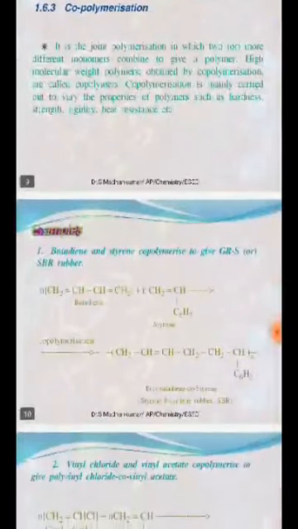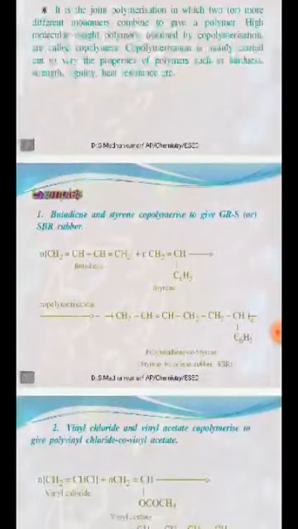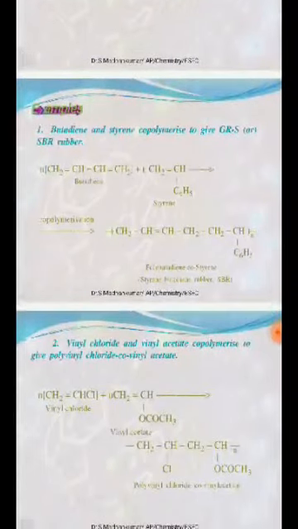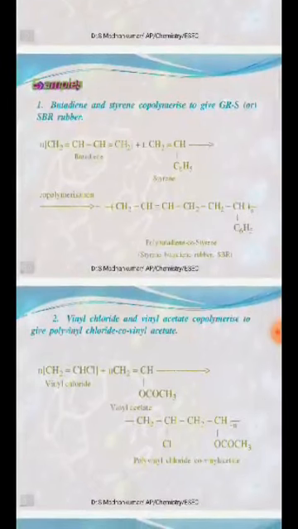Examples of copolymerization: butadiene reacted with styrene to copolymerize into the final product polybutadiene-co-styrene, or styrene butadiene rubber, SBR. Second example, vinyl chloride reacted with vinyl acetate to form polyvinyl chloride-co-vinyl acetate. It is a copolymerization example.